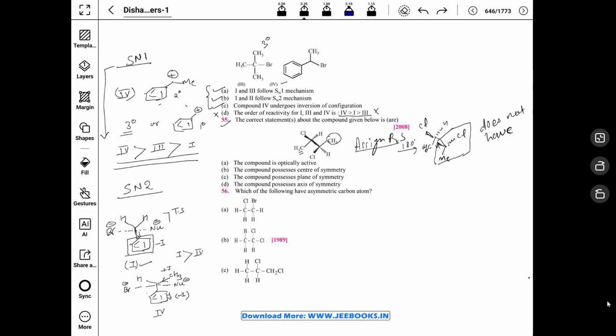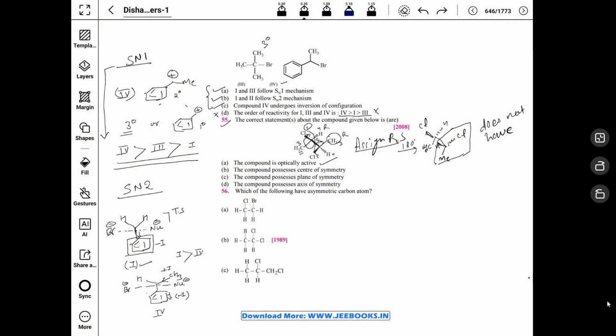So first priority goes to this chloro, second to this, third is methyl, and fourth is hydrogen. So 1, 2, 3, and hydrogen, the least priority, is far away from us. So this is R configuration, and then this one, 1, 2, 3, 4, so this is also R. So it has RR configuration, and hence we can say that it doesn't have a plane of symmetry. Therefore this compound is optically active.